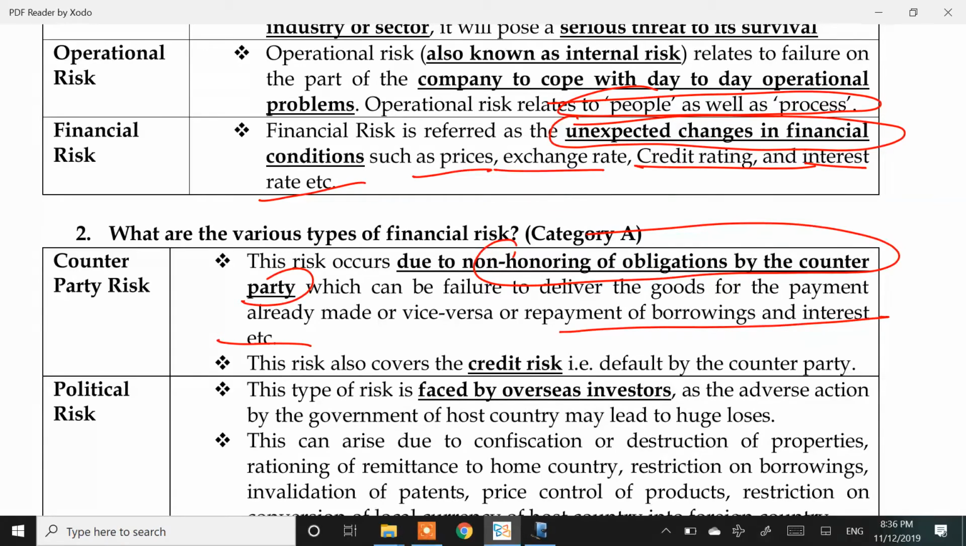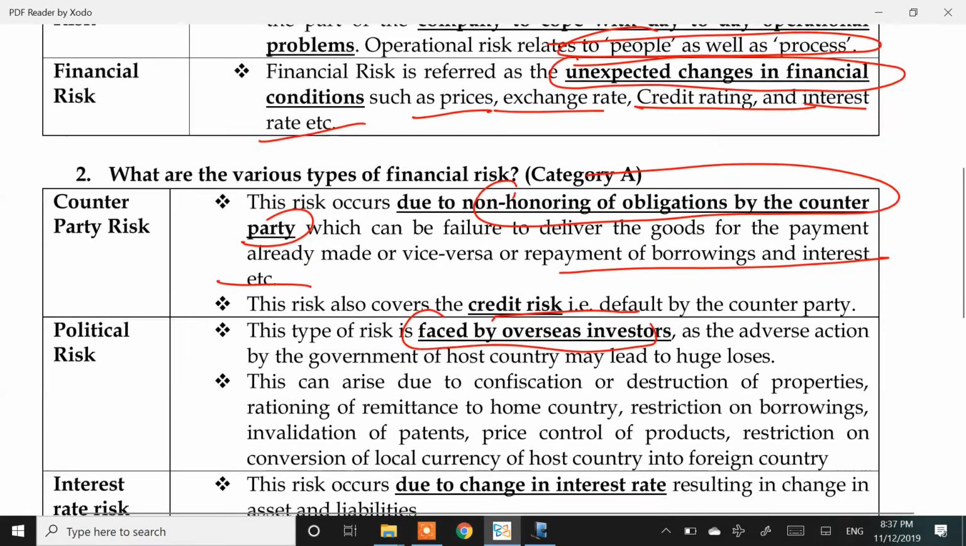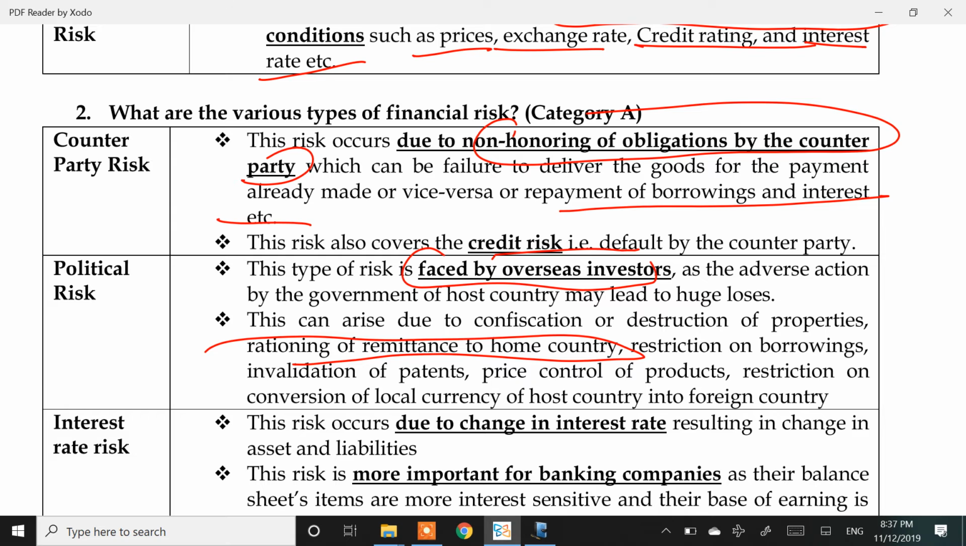Okay, what is political risk? This is something which is faced by only overseas investors. Sometimes what happens is, I have invested in India. I am an overseas investor, and now the government of India has put in certain conditions which are going to restrict the remittance. I am a US citizen, I have invested in the Indian market, and this Indian company is not able to give back the money which has been invested or is not able to provide any returns. That's because there is some rationing of remittance or restriction on borrowings. All this is going to impact me.